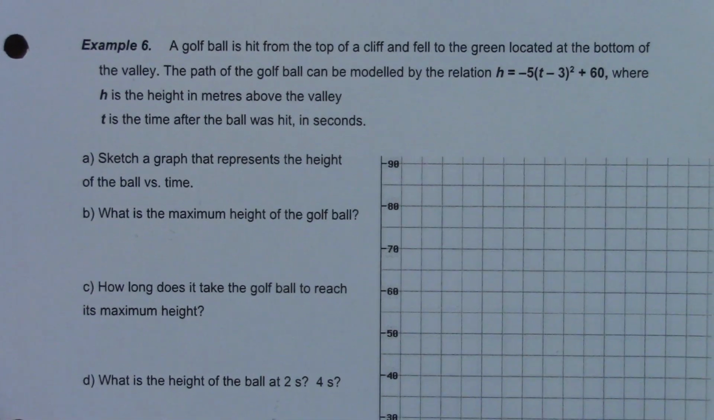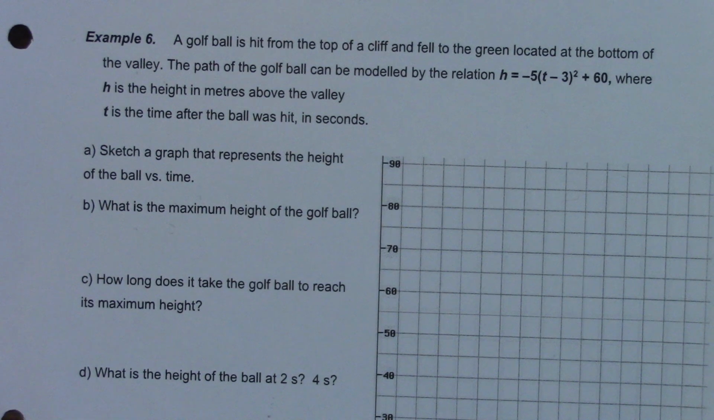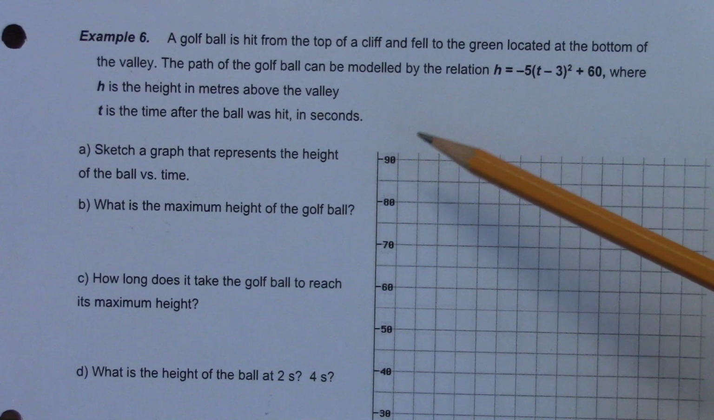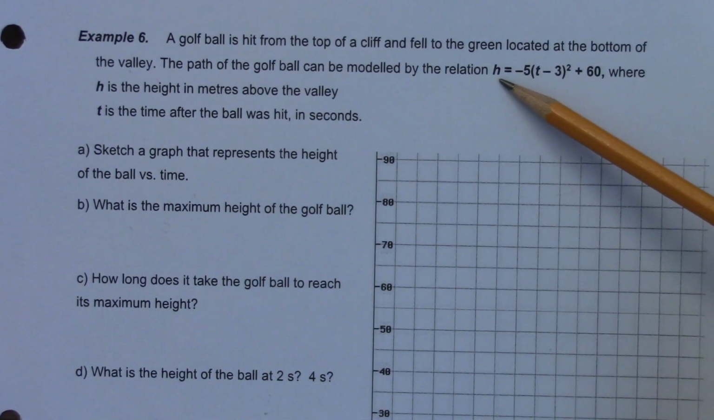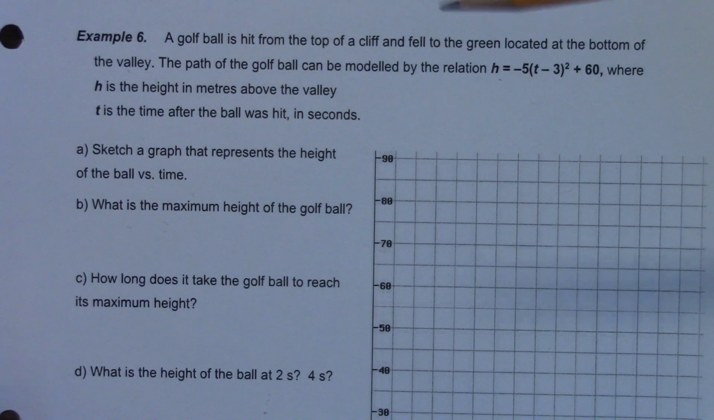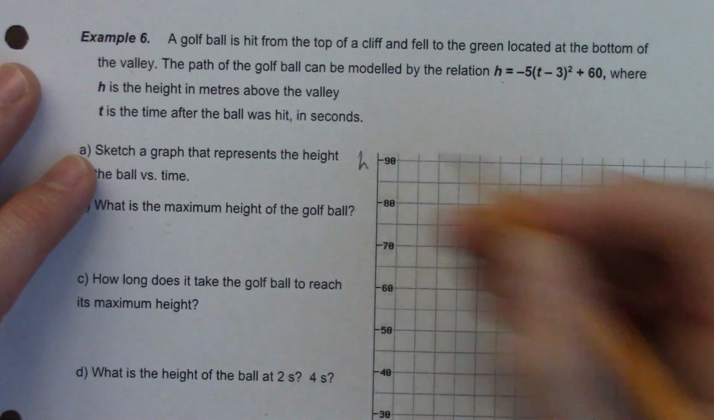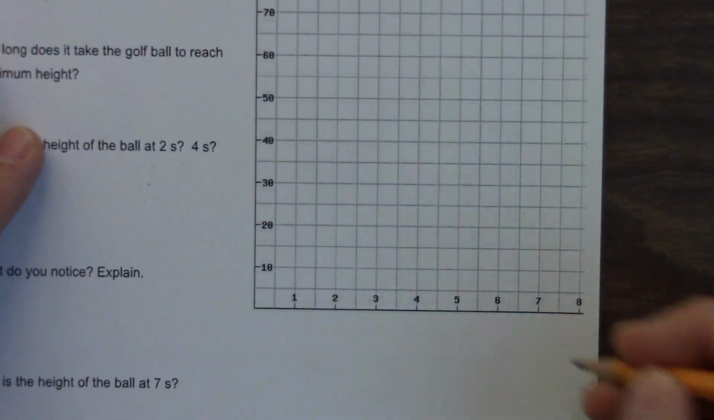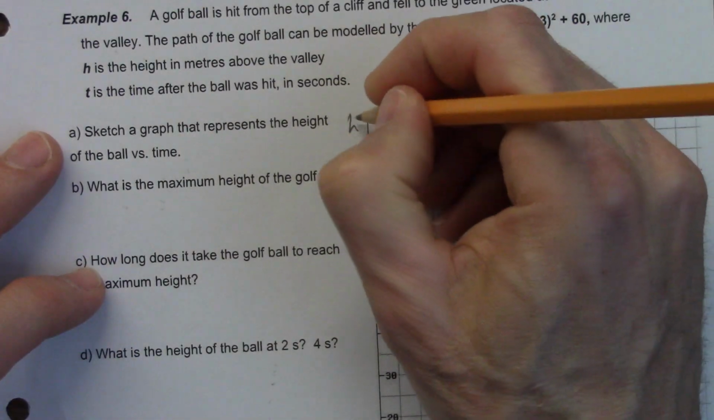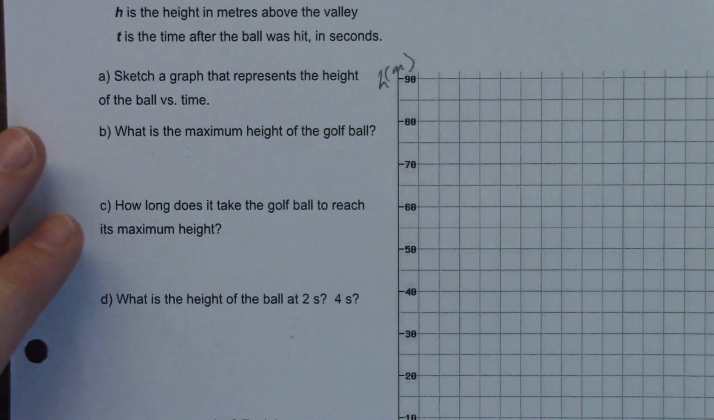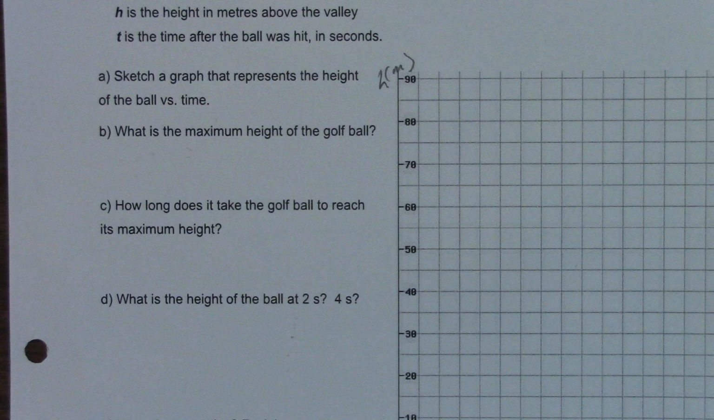So this is kind of getting to an example where you can see the use of this stuff, right? H is the height in meters above the valley. So typically we would use Y, but because we're dealing with a word problem here, we're using height. And T is the time after the ball was hit in seconds. So we have H here, and we have T here in seconds. And our height is in meters. All right? It says, sketch a graph that represents the height of the ball versus time.